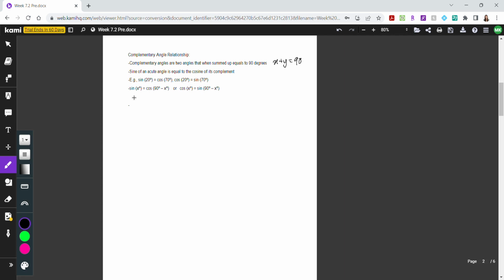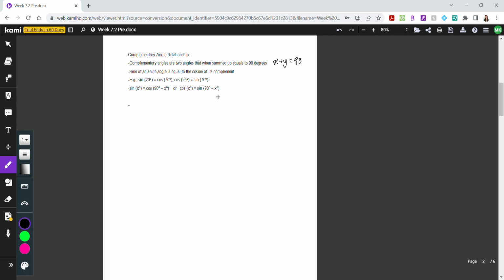Because of this, we can figure out that sine x equals cos of 90 minus x. So whatever x is, we can find out what cos is. And vice versa, cos x equals sine of 90 minus x.